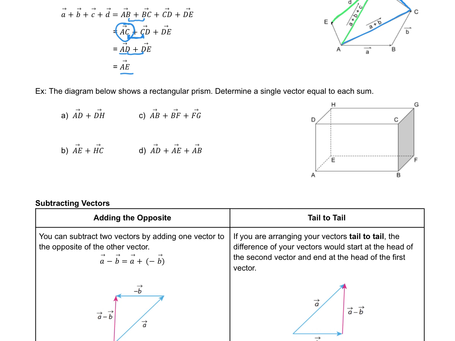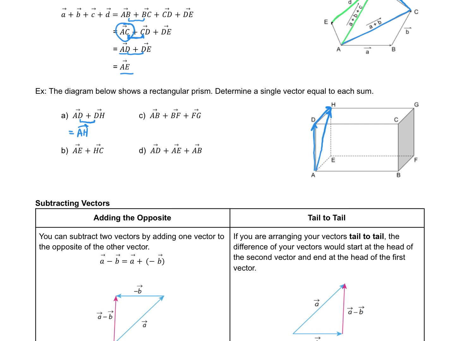First of all, without even looking at my diagram, I see that the vectors are arranged head to tail. So I already know that this is going to be vector AH. But visually, here's vector AD, here's vector DH. There's that head to tail, so we're using the triangle law. So we have to start at the tail of A and end at the head of H.